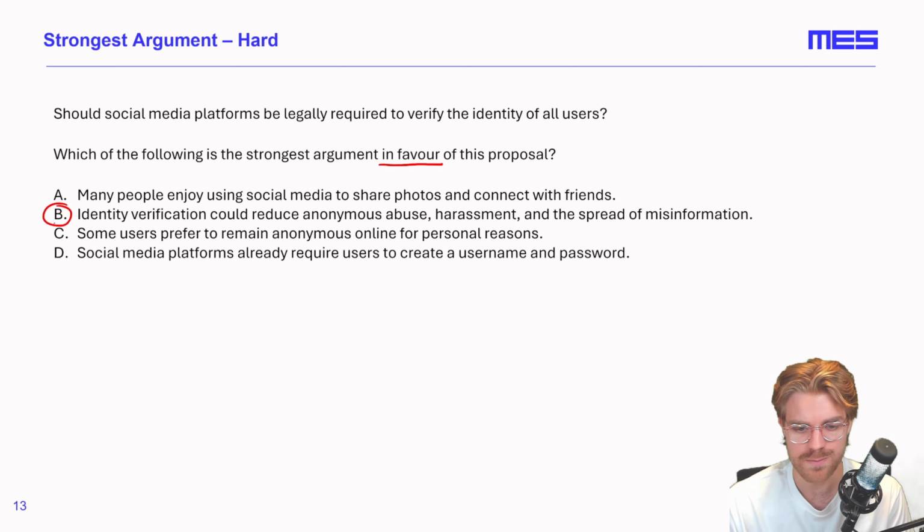Let's talk about C and D though. C, some users prefer to remain anonymous online for personal reasons. This is a kind of relatively vague statement. It's talking about a small subgroup, and it's also not in favor of verifying the identity. This would be against verifying the identity. And D, some social media platforms already require users to create a username and a password. Again, not really relevant to the idea of verifying the identity. And also, this is a statement against that question anyway, or against the proposal. So there we go.